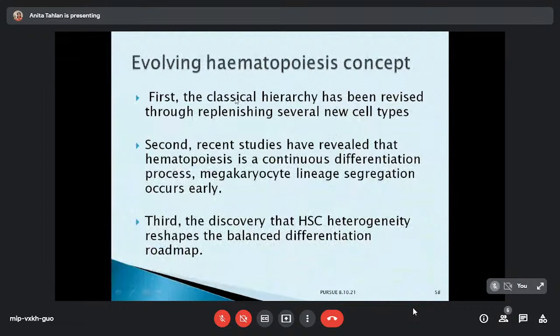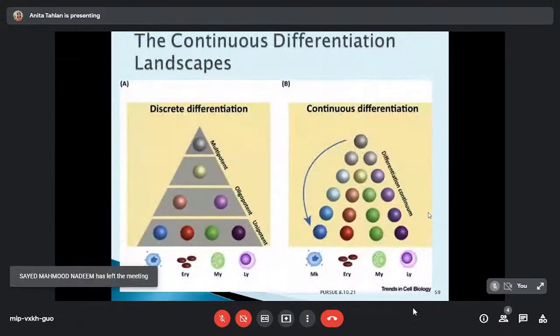This is called the evolving hematopoiesis concept, which says that there is some revision in the classical hierarchy as several new cells are identified. Instead of the three-tier model, there is a continuous differentiation occurring, and probably the megakaryocyte lineage segregates early. This heterogeneity probably reshapes the balanced differentiation tree map. So instead of discrete differentiation, a continuous differentiation landscape is more favored now.